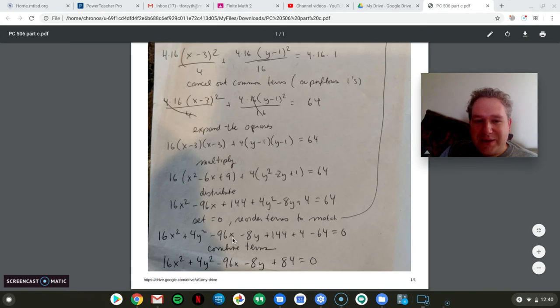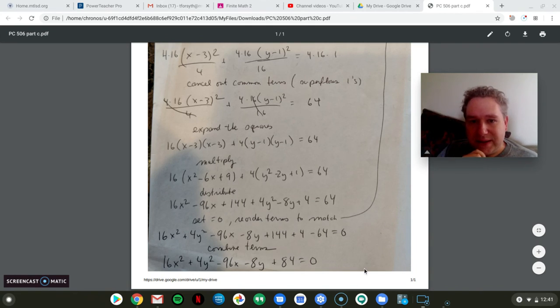So reordering them, we have the x squared term, y squared term, x term, y term, and then the constant. This is negative because we brought the 64 over. And then just 144 plus 4 minus 64. Combine your like terms to get the 84 there.